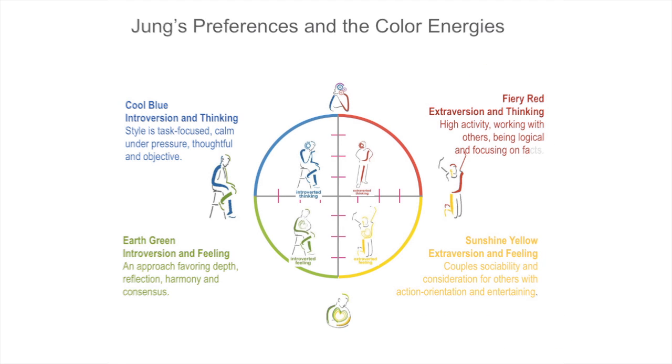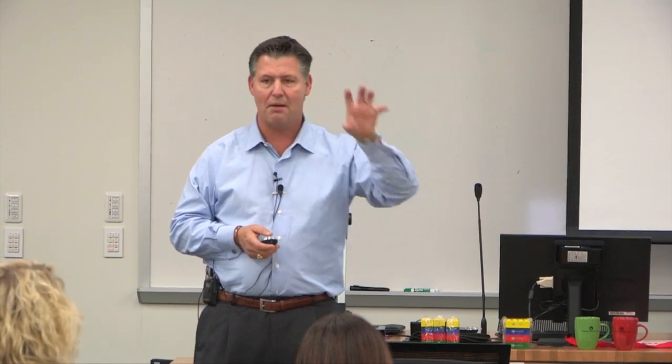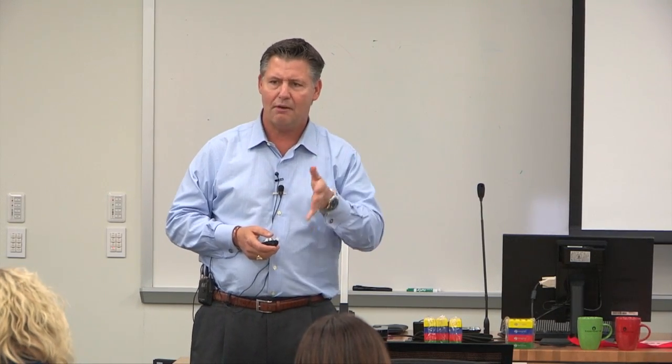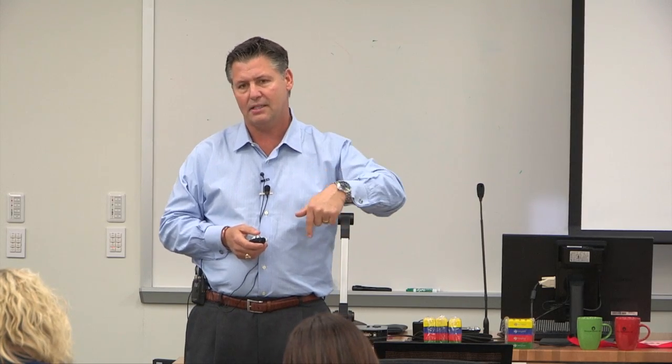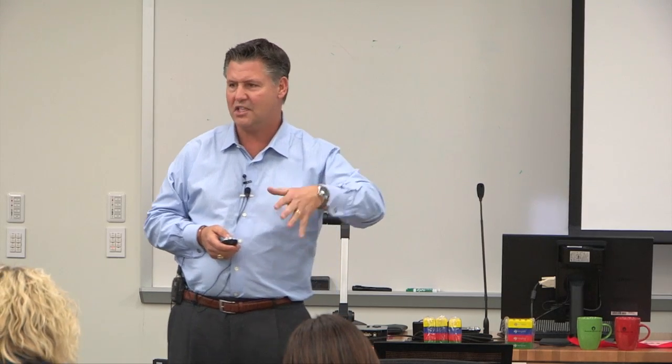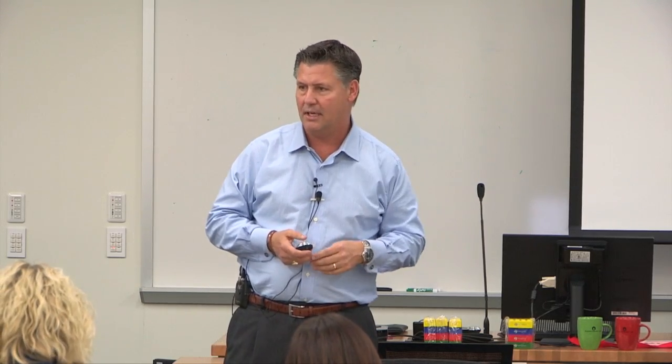So you can see where you might align fiery red with ESTJ, for instance, or earth green with INFP as an example. You see the symmetry in the models, but what I found in talking with someone about our model for 5 minutes, within 6 minutes, they'll say something to me about, look, this is me being fiery red, but we've got to get something done.